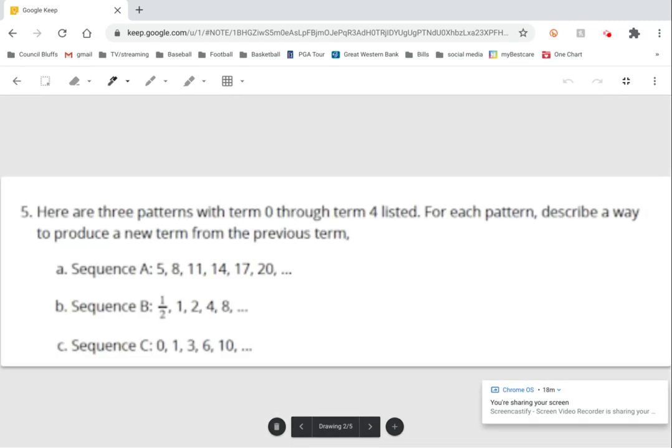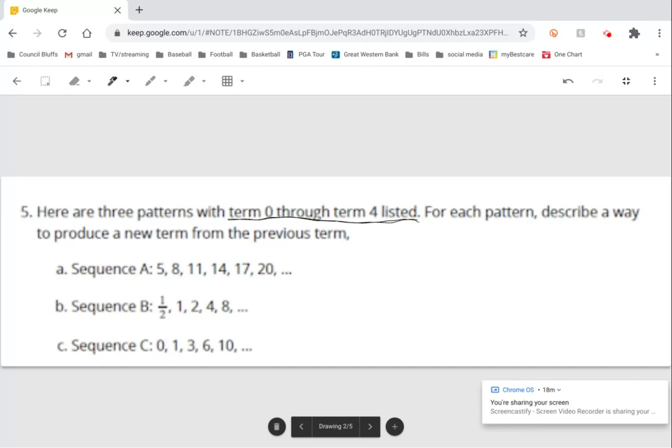Now, before I answer this question, notice it said term 0 through term 4. In math, when we talk about a sequence of numbers, a pattern of numbers, it may not seem quite obvious to you. It may seem like we should start with term 1, but the starting term is what we will always refer to as term 0, not term 1. So the first term of a sequence or a pattern of numbers is really term 0, not term 1.